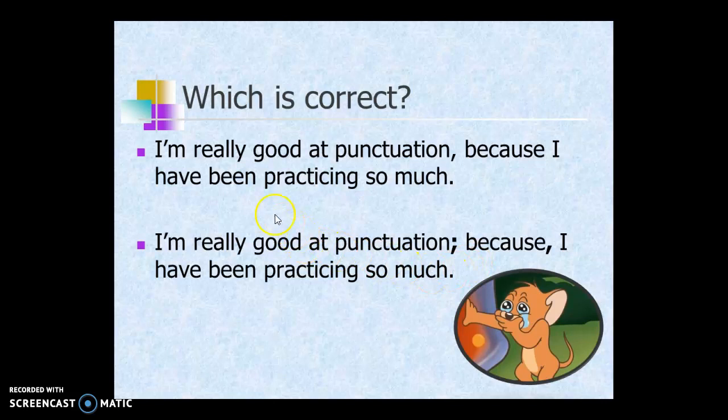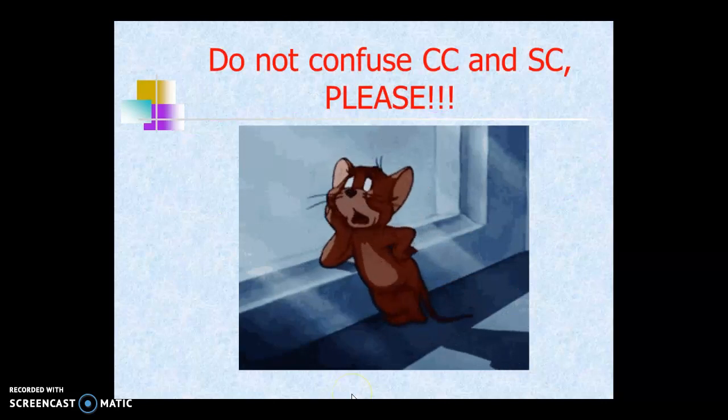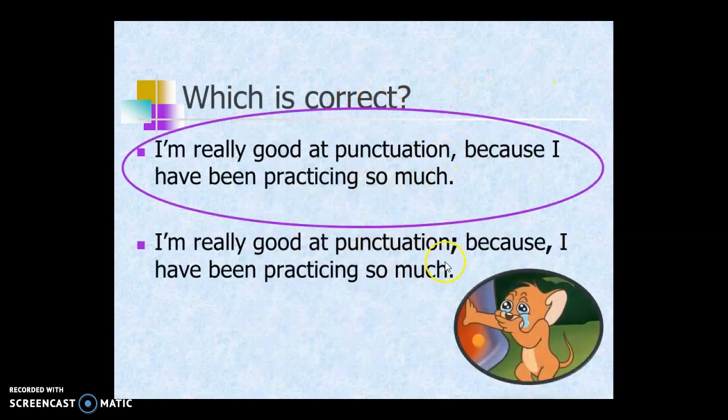Which one is correct? I'm really good at punctuation, comma, because I have been practicing so much. Second one. I'm really good at punctuation, semicolon, because, comma, I have been practicing so much. Is any of them right? If you thought the first one was correct, you're very wrong. That's why you see the jury here crying a lot. Please do not confuse coordinating conjunctions and subordinating conjunctions. You cannot use comma before because, this one is a subordinating conjunction, remember?